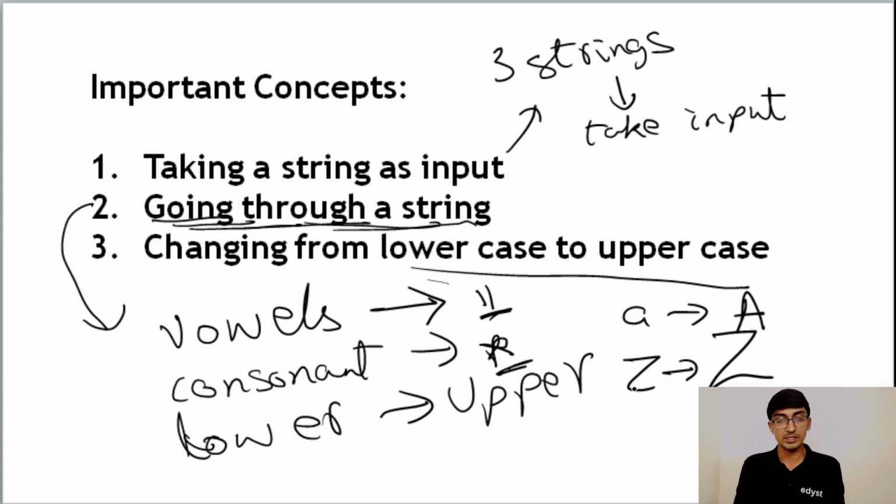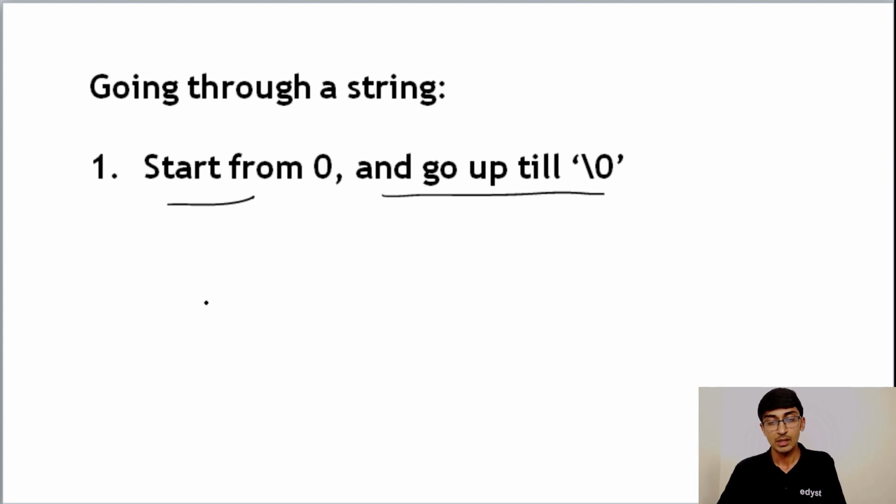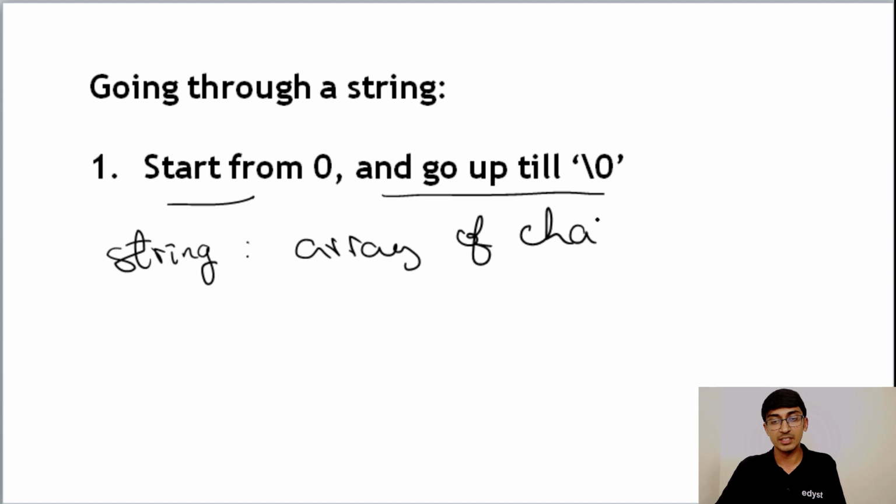So these are the three topics that we are supposed to do, and let's go through them one by one. First things first is going through a string. Taking input I'll show you during the code, but let's go through a string. Now this logic, that is starting from 0 and going up till null, I'll tell you what this means. Any string, for those of you who don't remember, let me just revise this for you. Any string in C, C++ and Java can be represented as an array of characters. Specifically in C and C++, it can definitely be represented as an array of characters.